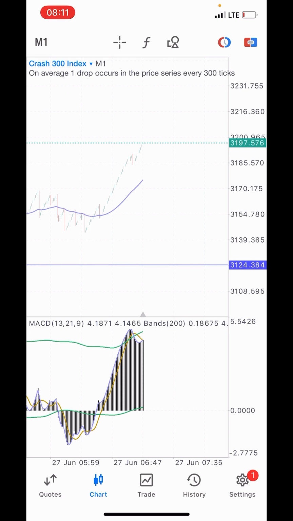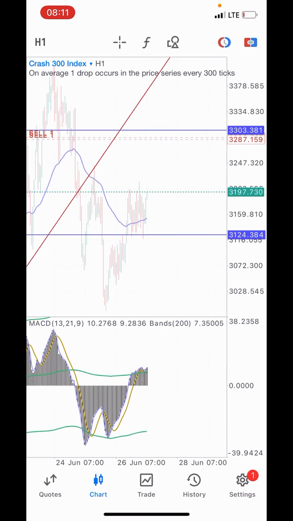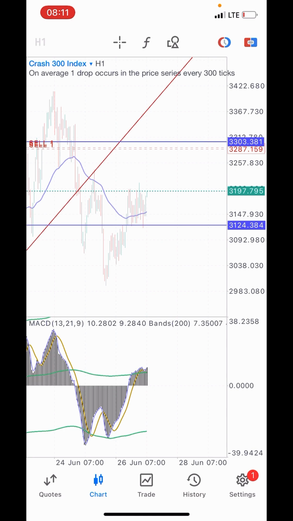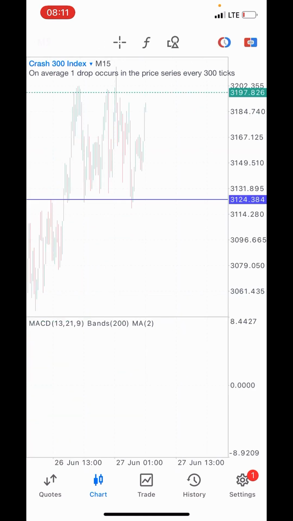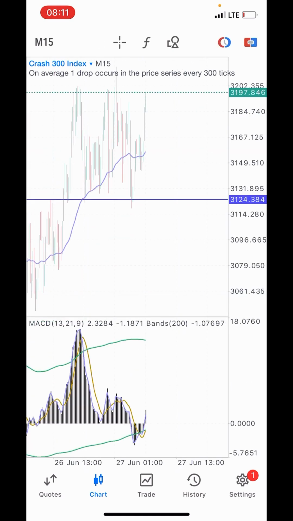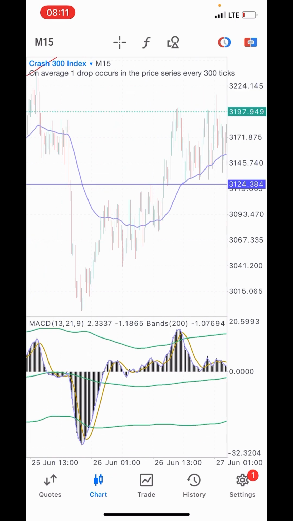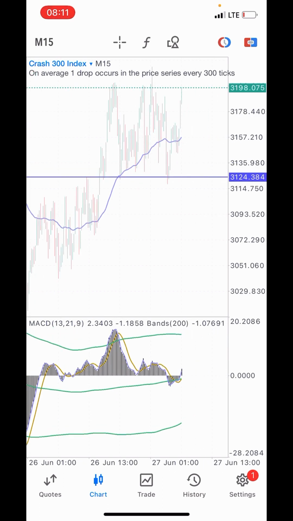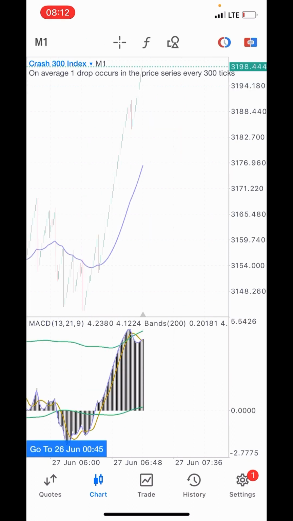So now this is a Crash 300, and I'll be using the 15 minutes time frame to look at this first to understand what I'm doing. But this actually works on the 1 minute time frame. This indicator is built for the 1 minute time frame. So now, how do you know that you have to get in for a buy or to get in for a sell? Now let's go back to the 1 minute.